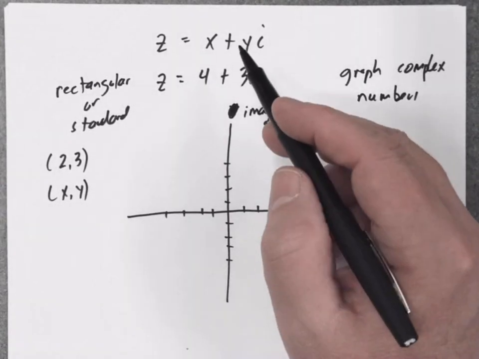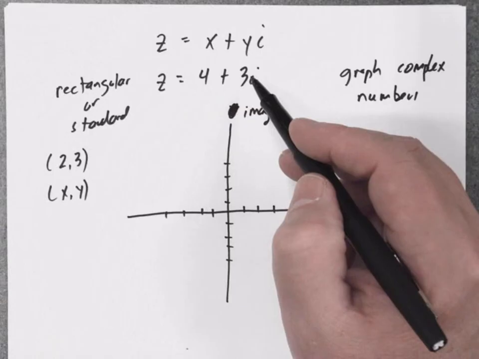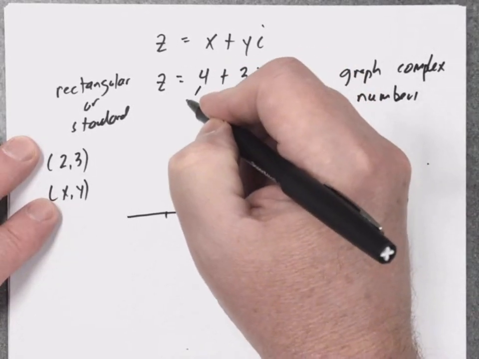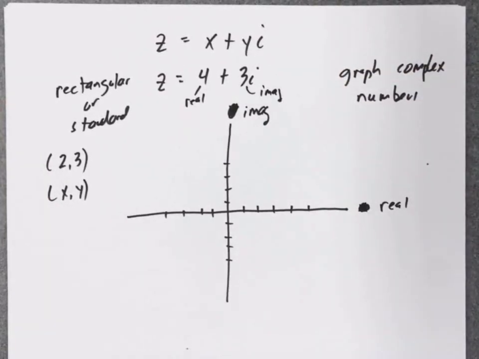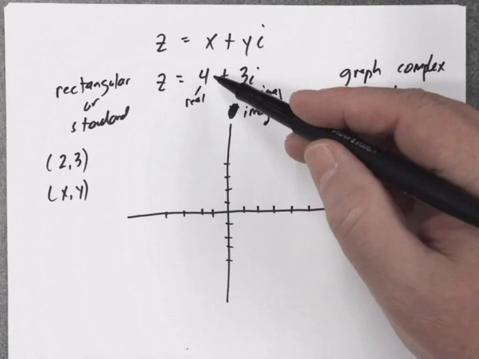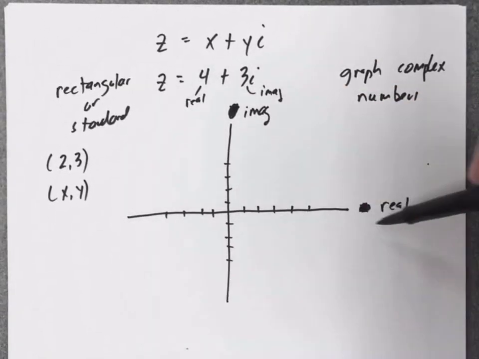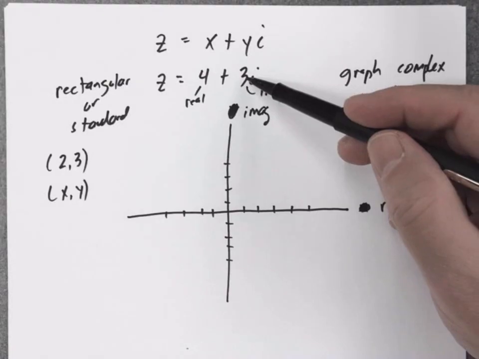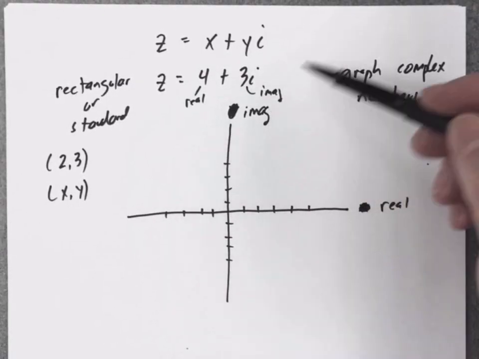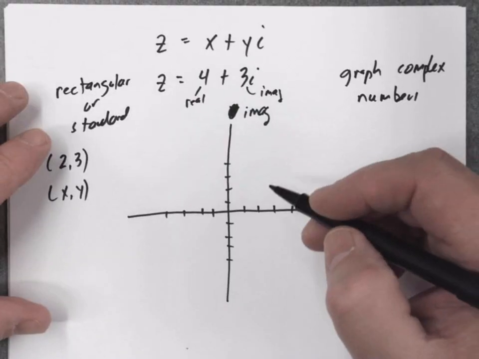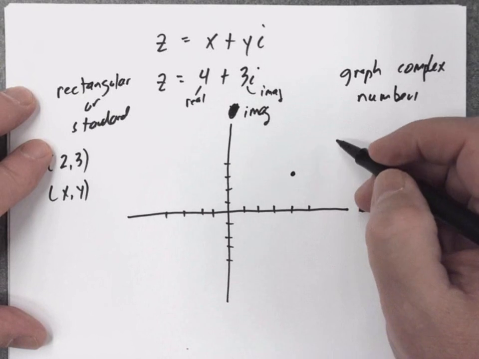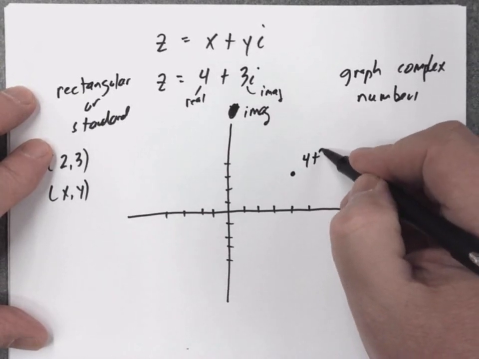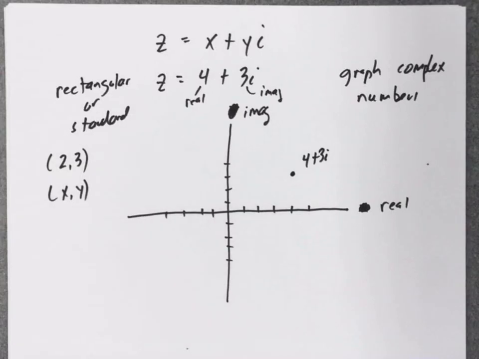So the idea is, here's a complex number, 4 plus 3i. Here's the real part, and there's the imaginary part. So what we're going to do is go to 4 on the real axis, which is what we used to call the x-axis, and then go to 3 on the vertical, or now we call it the imaginary axis. So 1, 2, 3, 4, 1, 2, 3. This point right here, we would call the complex number 4 plus 3i.